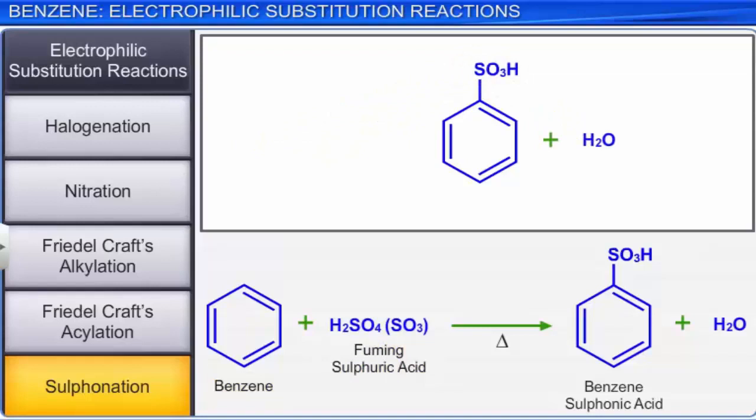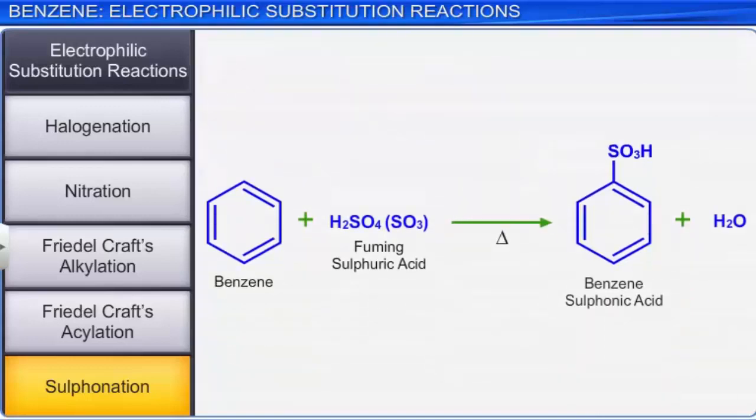Usually, sulfonation reaction is carried out by heating benzene with fuming sulfuric acid or oleum, a concentrated solution of sulfur trioxide in sulfuric acid. Sulfonation can also be carried out by treating benzene with chlorosulfonic acid.